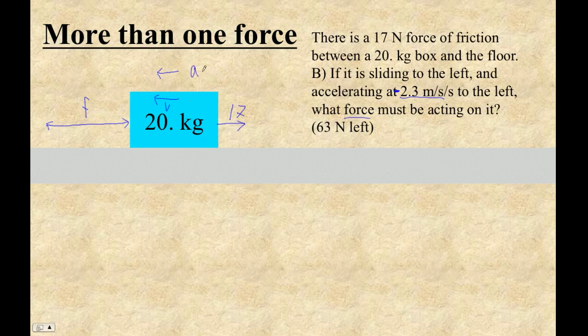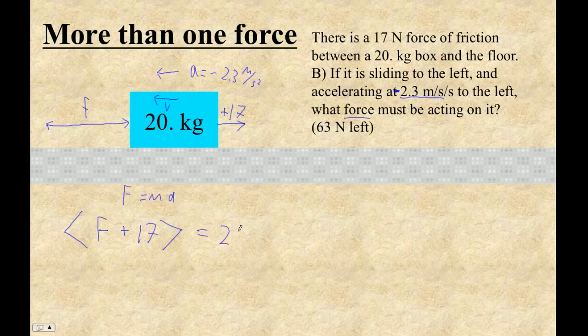So our acceleration is negative 2.3 meters per second squared. Now we're all set. This guy is going to be positive, even though we know that's a negative force, we coyly pretend that we don't know. We're just using F equals ma, where F is the sum of all the forces. So we have unknown force plus 17, and I made that plus because if it's sliding to the left, the friction is to the right.